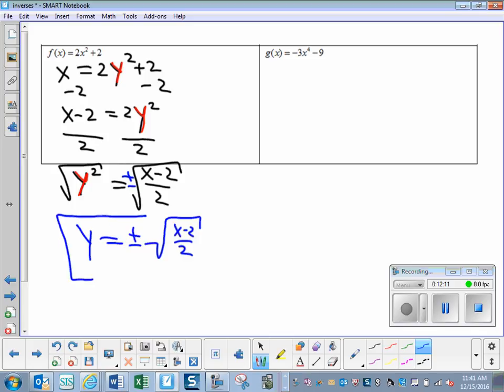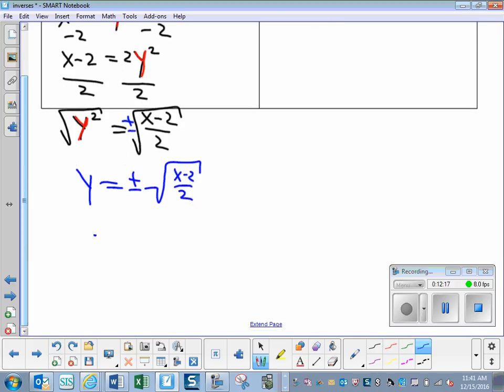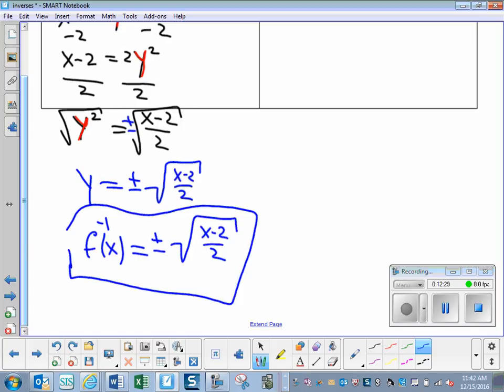Well, that's my answer, but let's rewrite it in the original notation. So instead of y, I'll use f of x. f of x with the negative 1 on top, so I know it's the inverse, equals plus minus square root of x minus 2 over 2. This is the final answer.